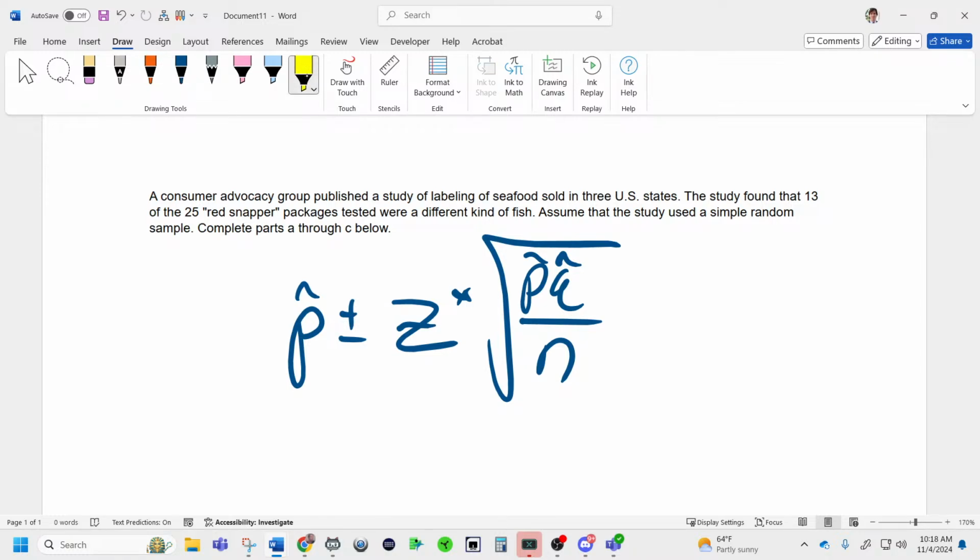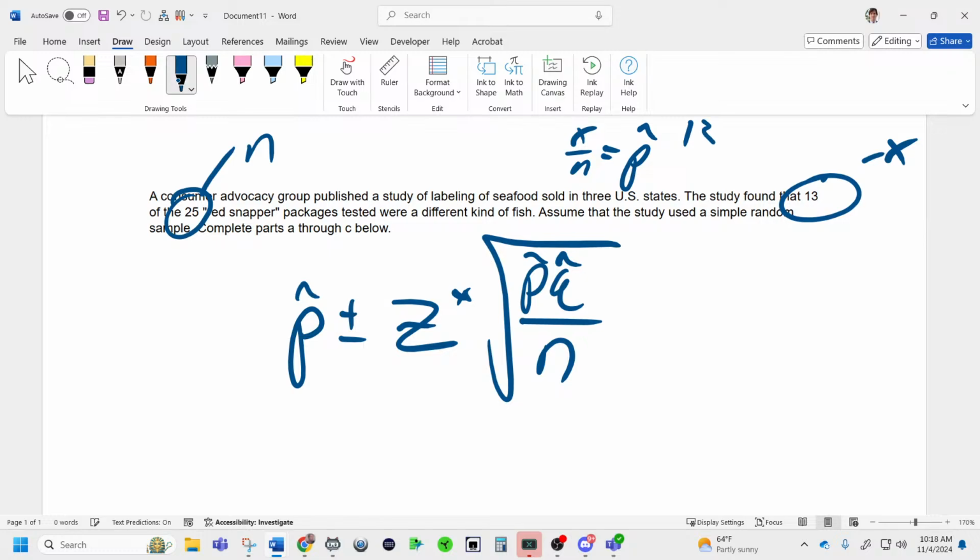So p hat is going to be x over n. This is x, this is n. So x over n equals p hat, which is 13 over 25, that's going to be 52%, I believe. So 0.52 equals p hat, which means q hat is equal to 0.48.